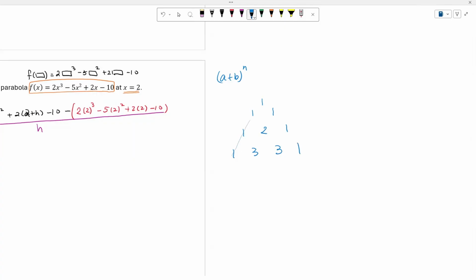You just add these two numbers, so 1 plus 1 is 2, okay? And then now we start with 1, and then 1 plus 2 is 3, 2 plus 1 is 3, okay? And then 1. And then the next line will start with 1. And now we add this one and this one together, so we have 4. And now we add these 3 and 3 together, so we have 6. And now it will be 3 and 1 together, so we have 4. And then we have 1.